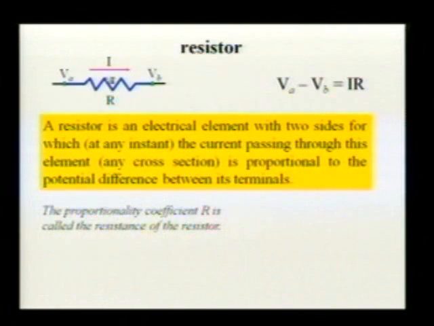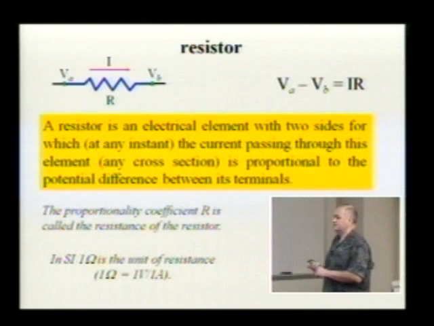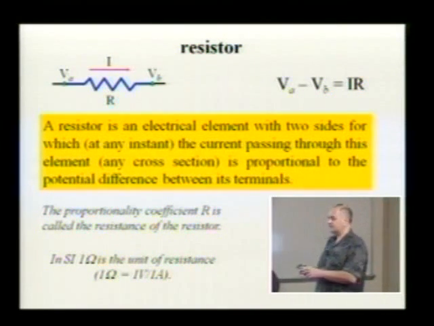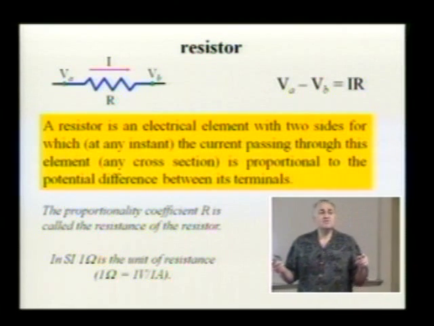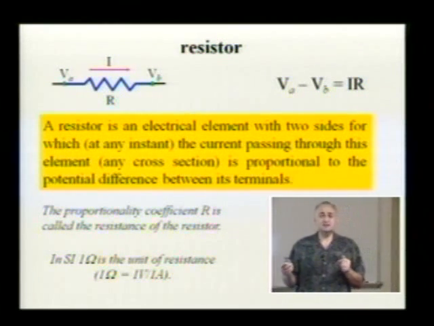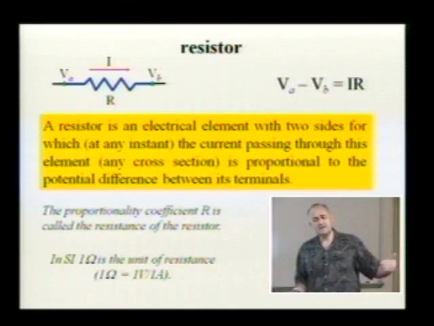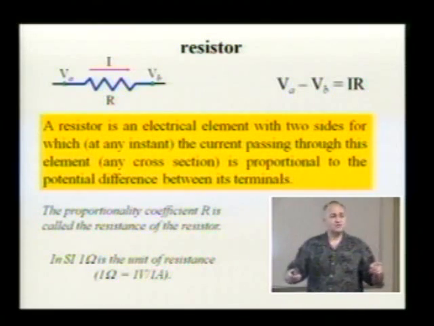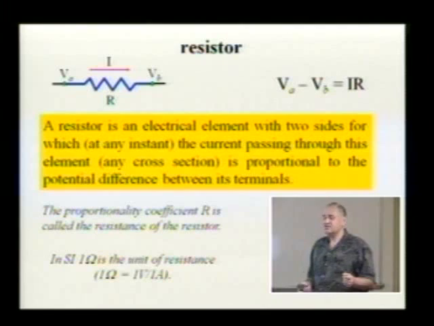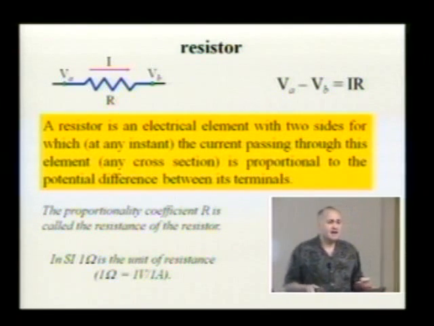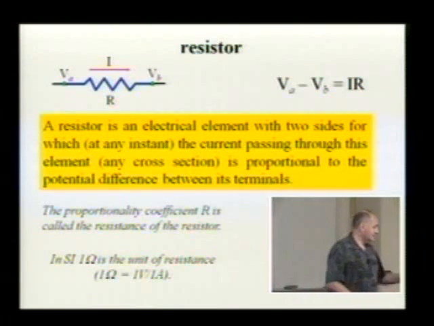The proportionality coefficient is called the resistance of the resistor, and it is measured in ohms. And a 1 ohm resistor will be such a resistor that if potential difference across the resistor is 1 volt, then current flowing through the resistor is going to be 1 ampere, or vice versa. If current through the resistor is 1 ampere, potential difference is going to be 1 volt. If something like this happens in the resistor, then we say that the resistor has resistance of 1 ohm.